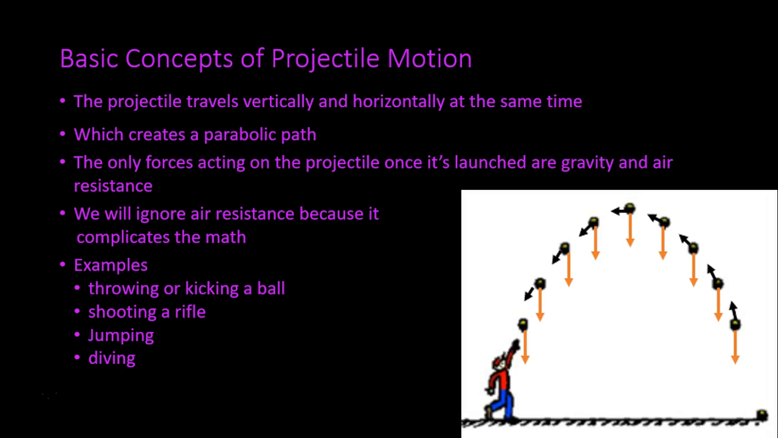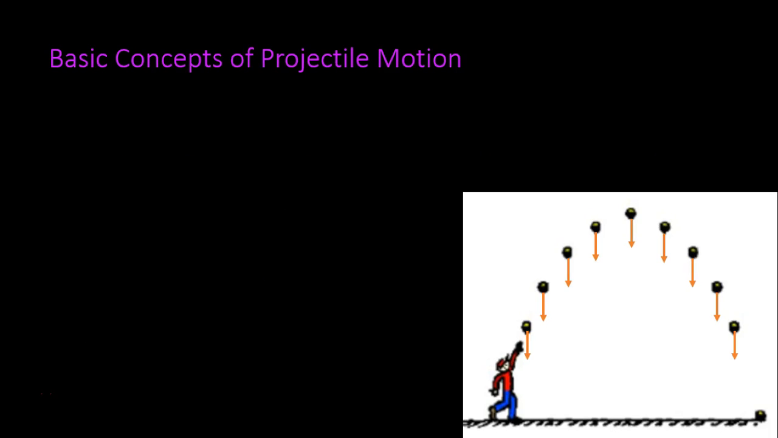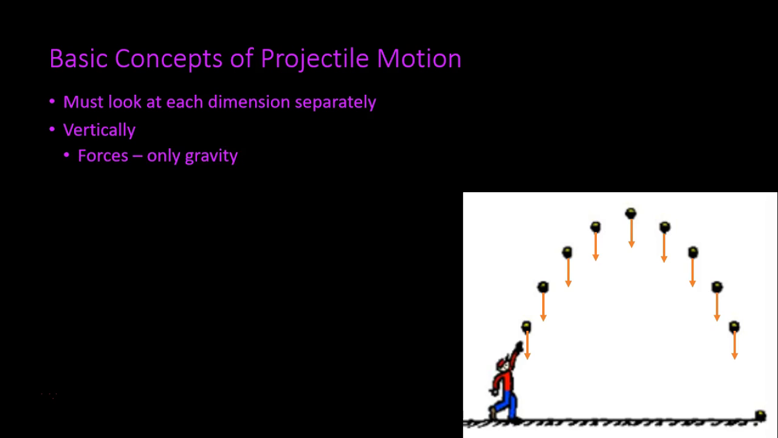Some examples of projectile motion are throwing or kicking a ball, shooting a rifle, jumping, and diving, and there's plenty of others. We must look at each dimension separately. Vertically, forces, we only have gravity. Motion, free fall, also known as uniform acceleration.